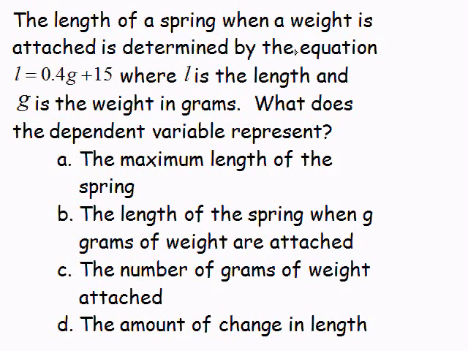Alright, the length of the spring when a weight is attached is determined by the equation L equals 0.4g plus 15, where L is the length and g is the weight in grams. What does the dependent variable represent? So we look at it again. Dependent means the first or the left-hand side of the equation. So it is our L, and that makes sense because length should depend on how much weight is being attached to the spring. So L is our dependent amount. And what does L represent? L is the length.